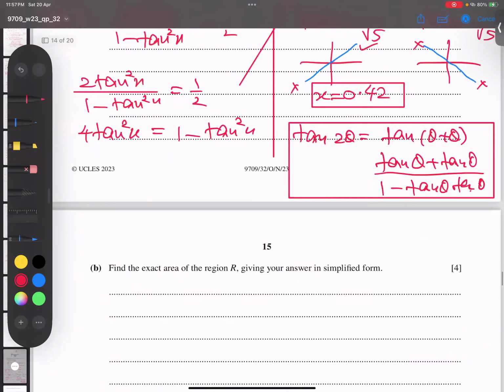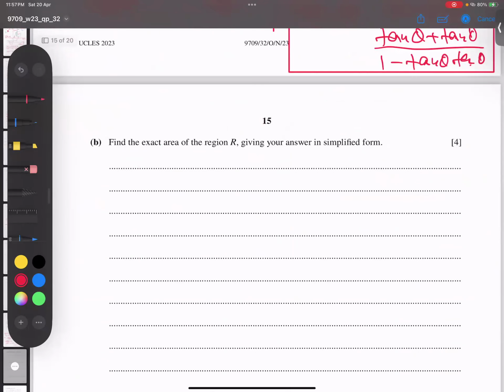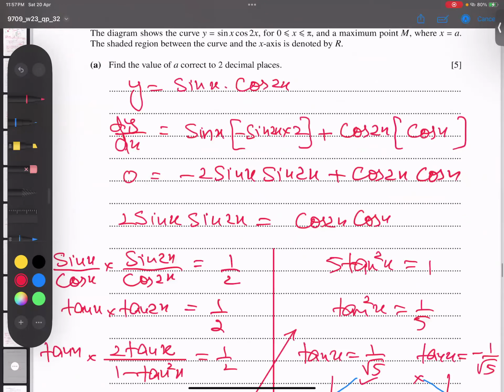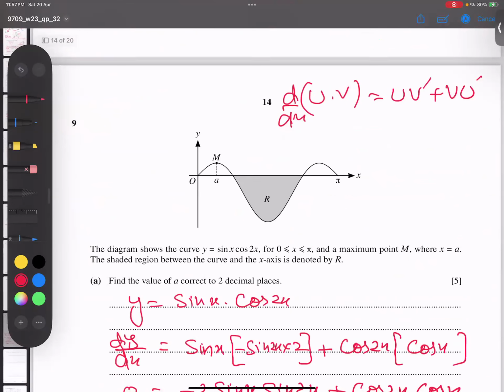So students, let's go for the next, where he talks about the exact area. The important part here is that I need this value and this value. For that reason, along the y-axis, y is always 0.